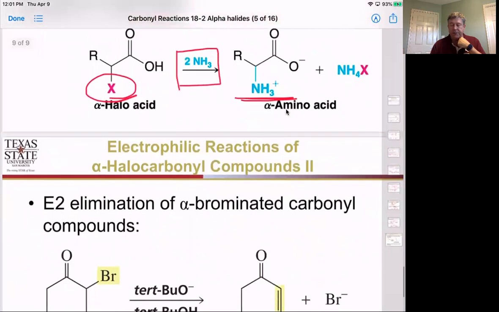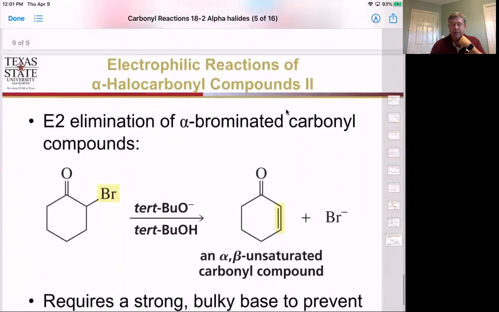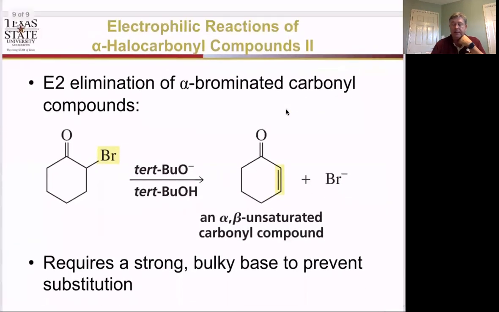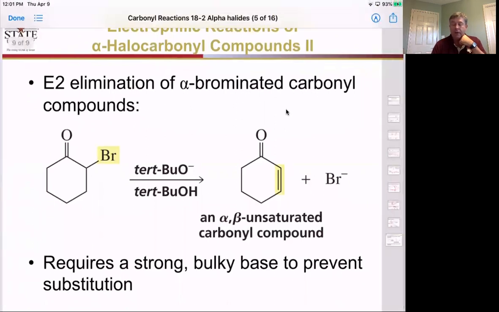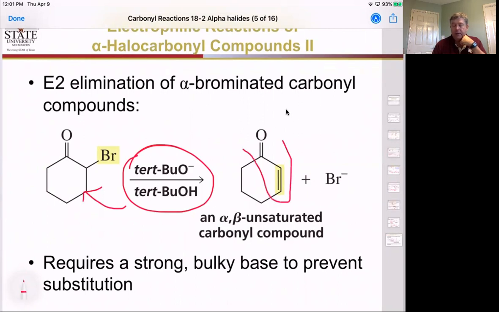Okay. So what other reactions can we do here? All right, so we can use it as an electrophilic reaction by, if we used a strong non-nucleophilic base like t-butoxide, we can actually deprotonate at the gamma position here to give us our conjugated, unsaturated ketone. Okay, but we have to have something very strong and non-nucleophilic like t-butoxide to be able to do that.